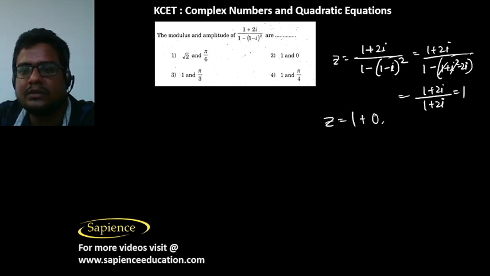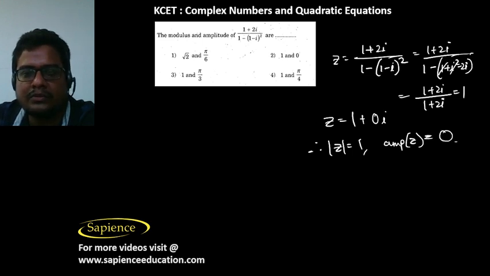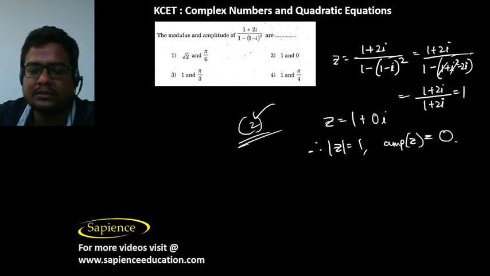1 can be written as 1 plus 0I. So therefore the modulus of Z will be equal to 1, and the amplitude of Z will be equal to 0 by 1, that will be equal to 0. So the amplitude of Z is 0 and mod Z is 1. So option 2 is the correct answer.